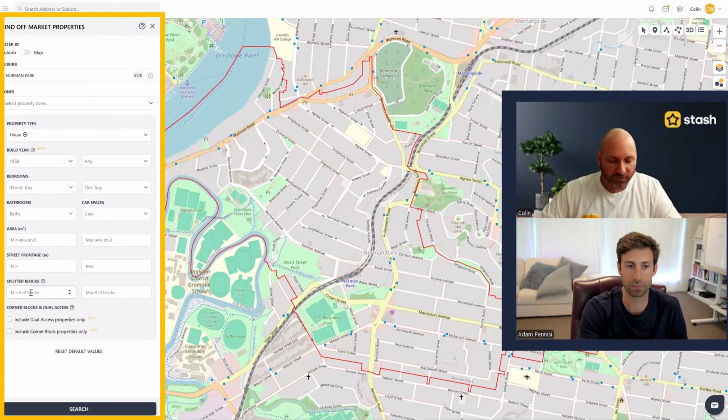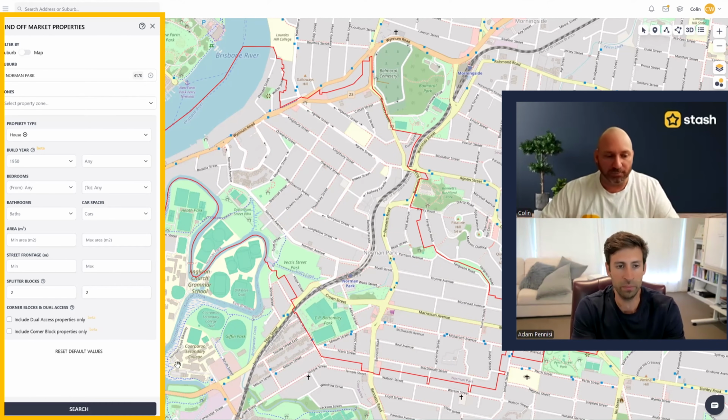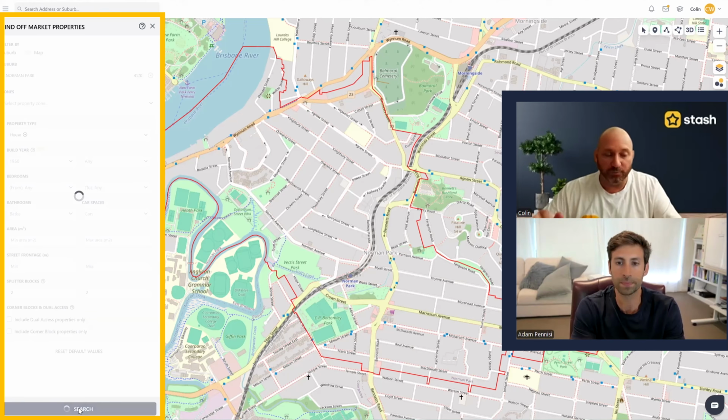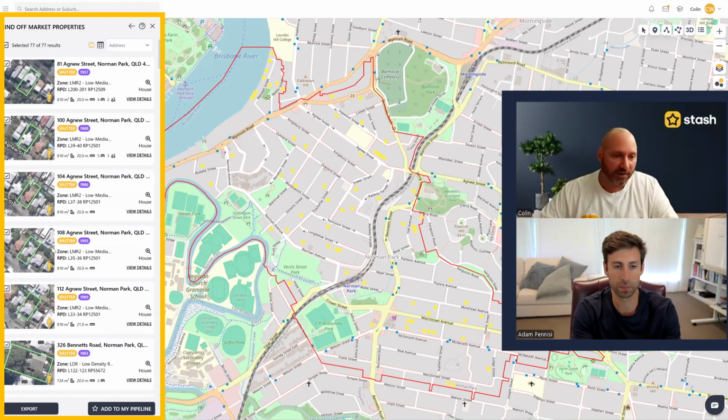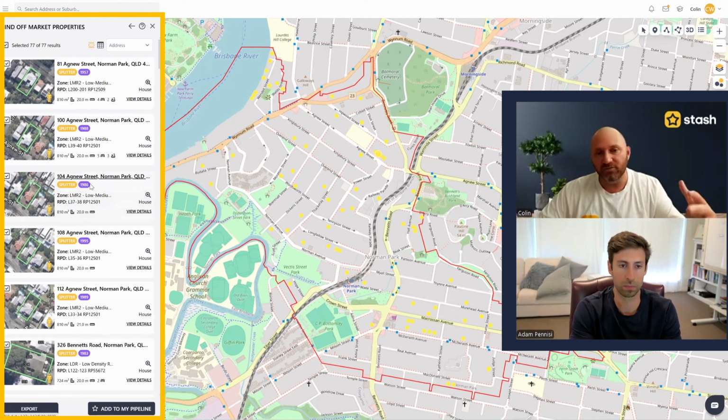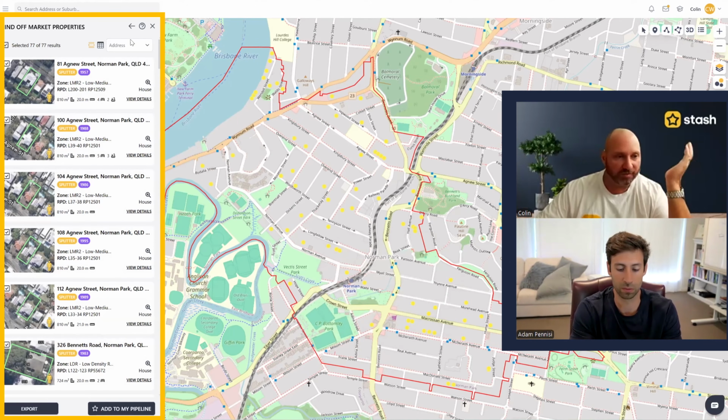I can also search via splitter blocks. It's another big thing in Queensland, where it's just showing me the splitter blocks in a certain suburb. Splitter blocks are basically already on multiple titles. So these are properties here that are already on dual titles, and you can sort of see lot 200, 201. So basically, I could potentially do an easier subdivision on those properties. And there's 77 of them.